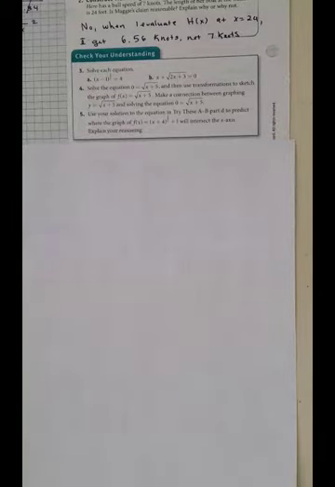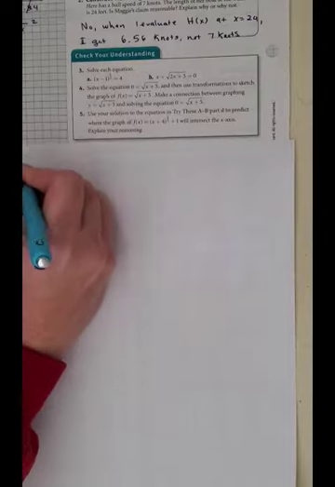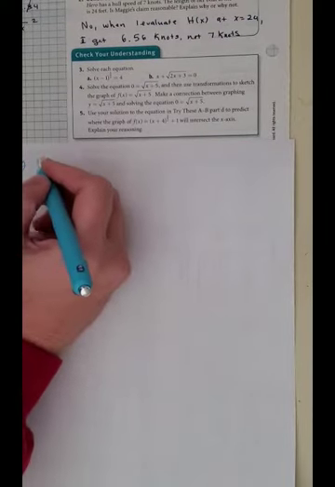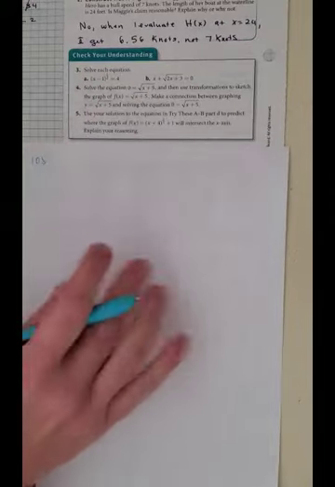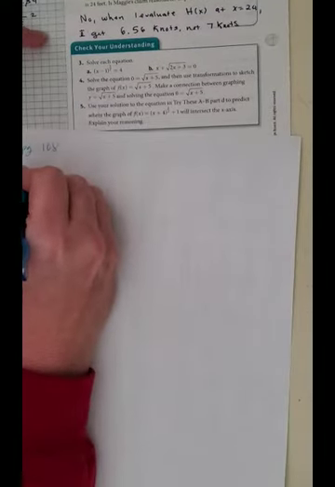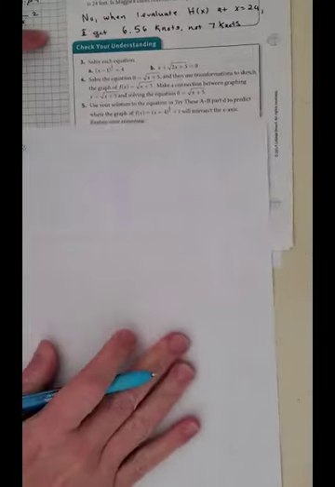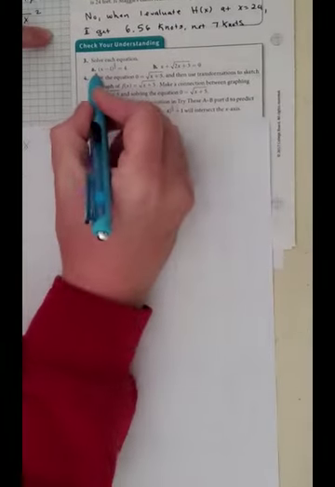All right, check your understanding. We're on page 108. So this is page 108. The check your understanding. This is number 3. Immediately, I'm going to rewrite these as a square root.